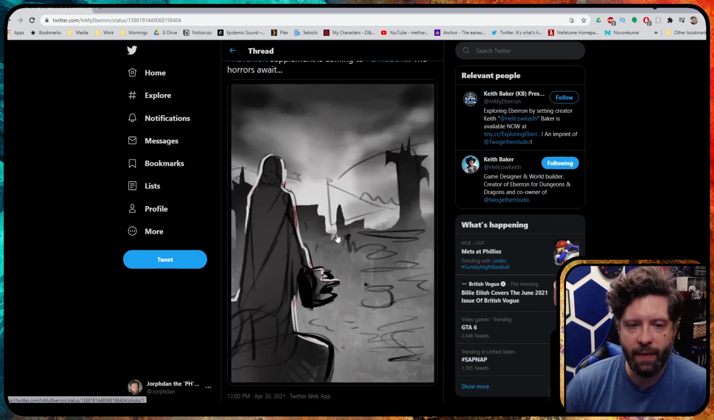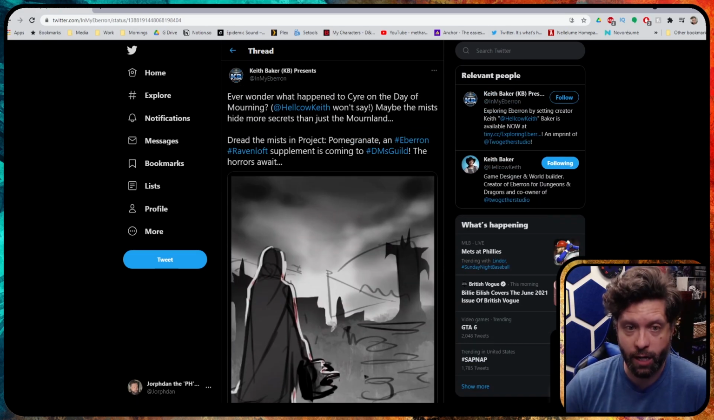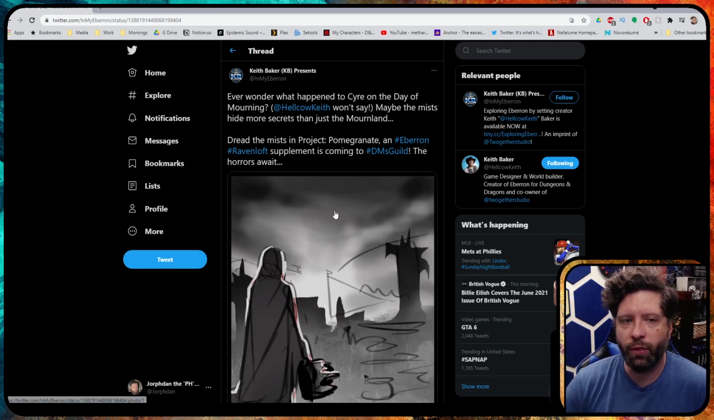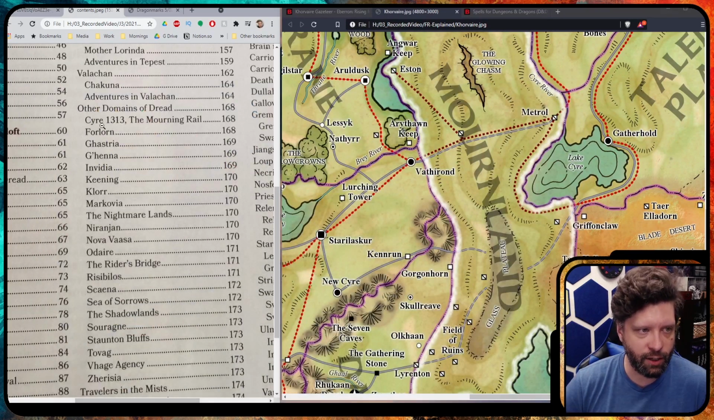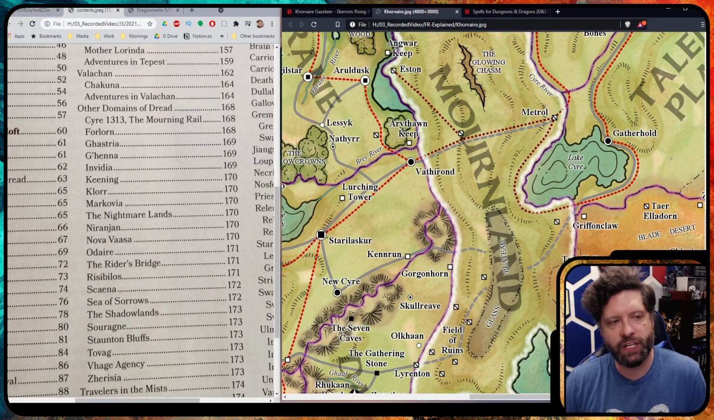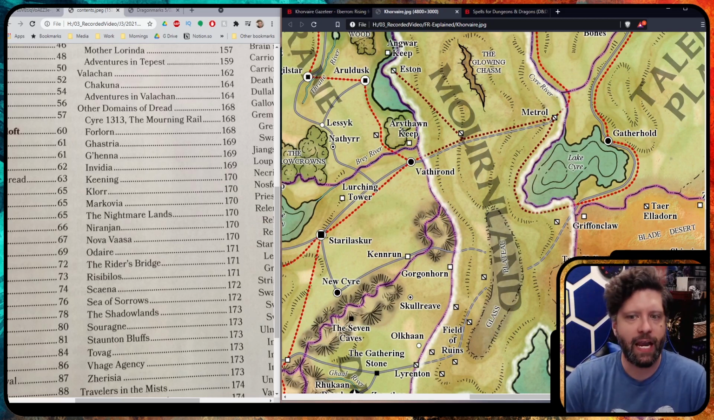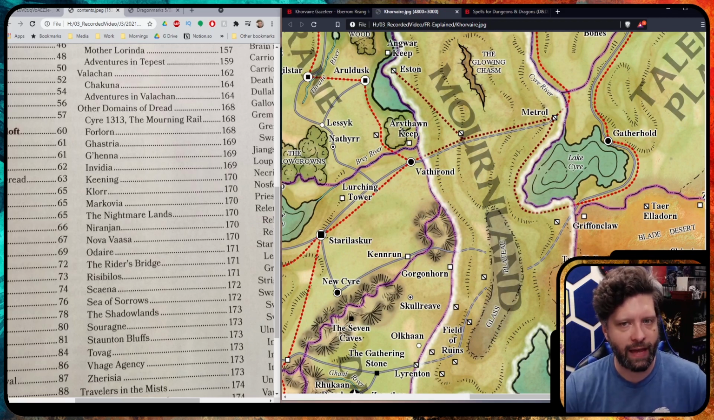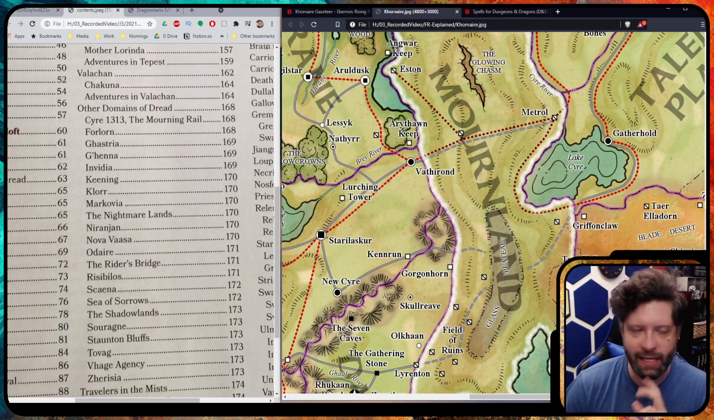Now, this is something that Keith is working on. So this is going to be another Keith Baker Presents supplement for the DM's Guild. I don't think that this is necessarily tied to this Cyre 1313, the Mourning Rail, but it's interesting that they both are kind of working in the same way. So I'm interested what you guys think. Is this going to be the link between worlds? Is this going to establish finally that Eberron is either all by itself or that it is interconnected with other D&D campaign settings?